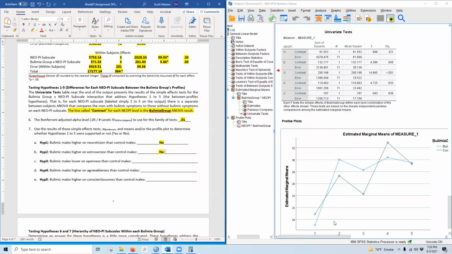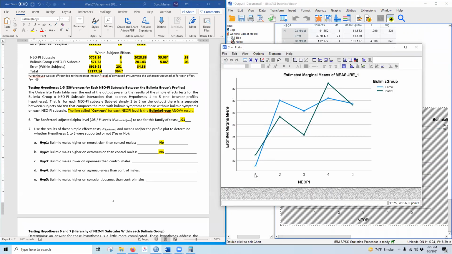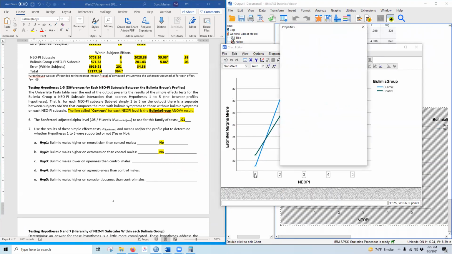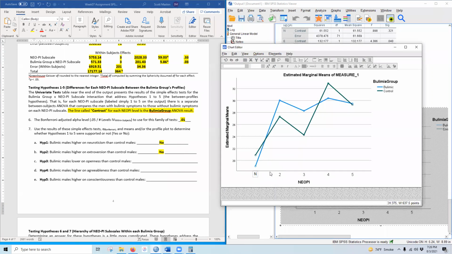So were the bulimic males lower on openness? I'm going to go to the picture. And actually, I'm going to put the NEOAC in here too, because I can't read this stuff. Thanks, SPSS, for doing things like this. N, E. Here's O. I'll keep putting these in. A and C.